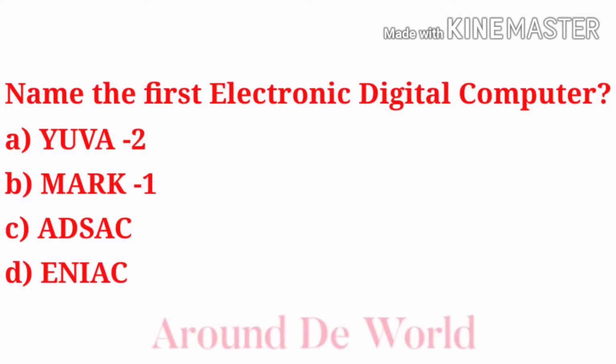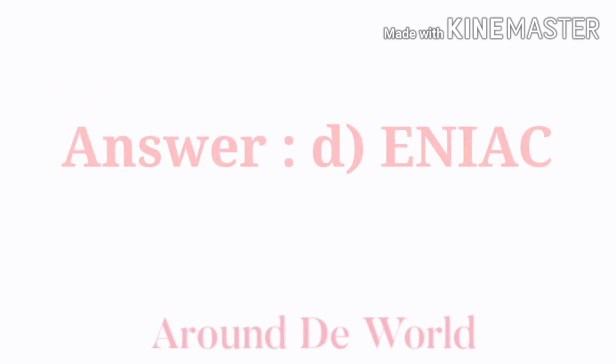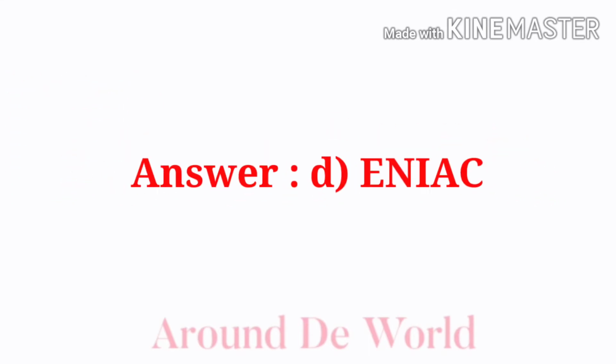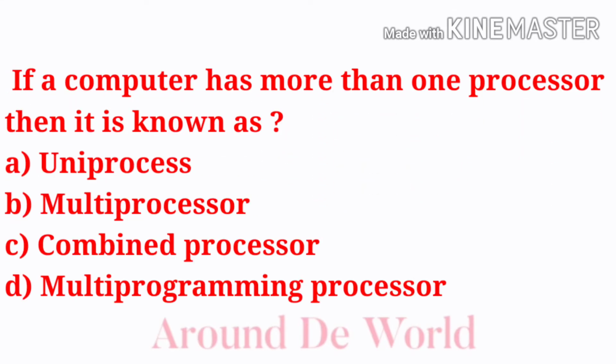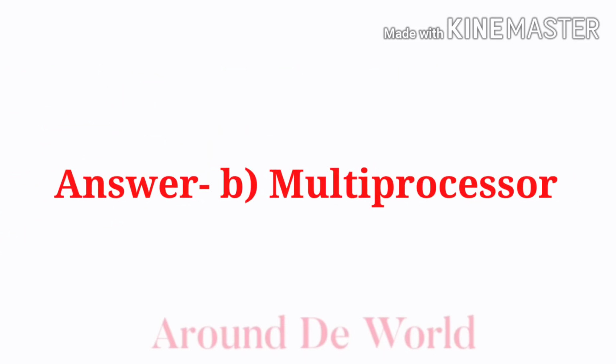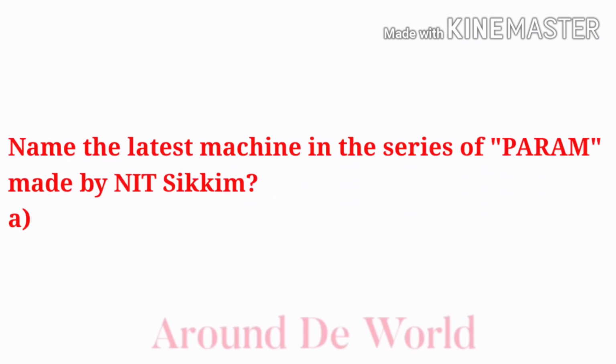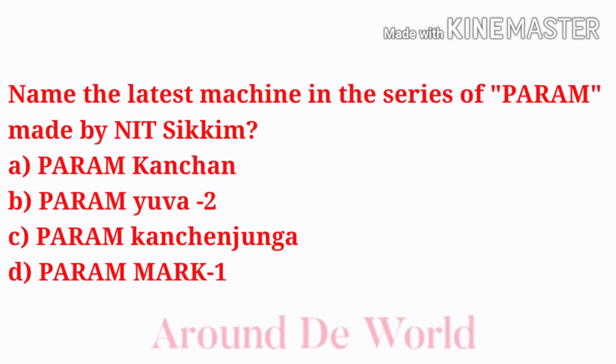Name the first electronic digital computer. A. UA2, B. Mark I, C. EDSAC and D. ENIAC, and the correct answer is option D. ENIAC. If a computer has more than one processor, then it is known as A. Uniprocessor, B. Multiprocessor, C. Combined processor and D. Multiprogramming processor, and the correct answer is option B. Multiprocessor.